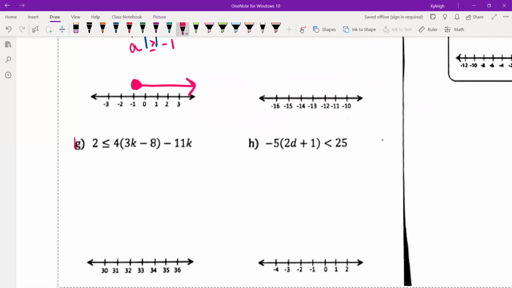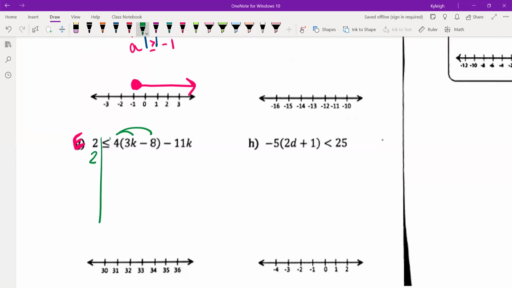This last one, E, that we're going to do together, is kind of a mix of both. So you have to distribute first, then combine like terms, then add or subtract, and we'll have to flip it because the variable's on both sides. So lots of things going on. So let's start by distributing first. So I'm just going to rewrite this other half first. 4 times 3 is 12k. 4 times negative 8 is negative 32. And then we didn't do anything to this, so minus 11k.